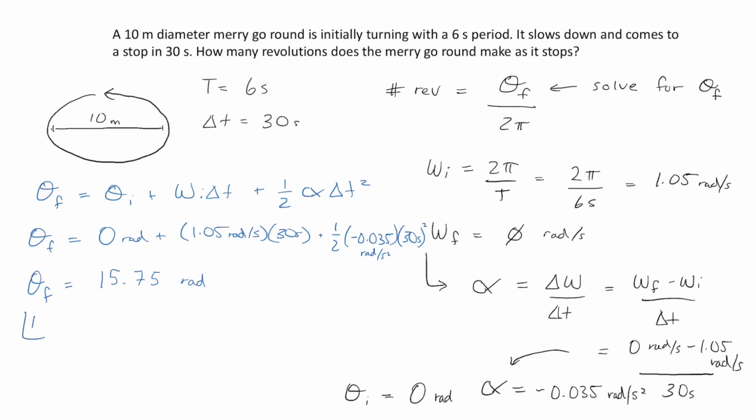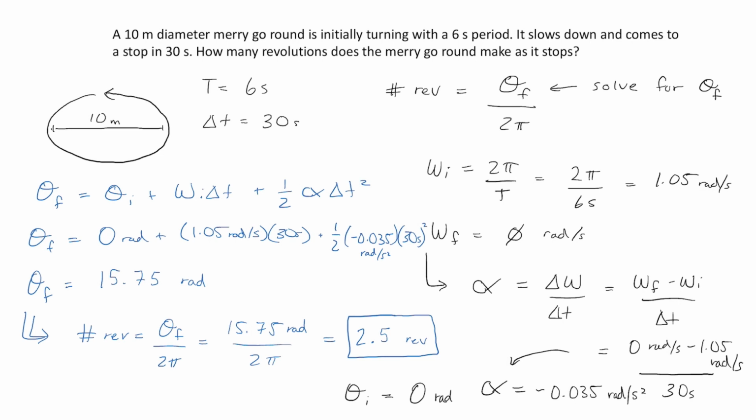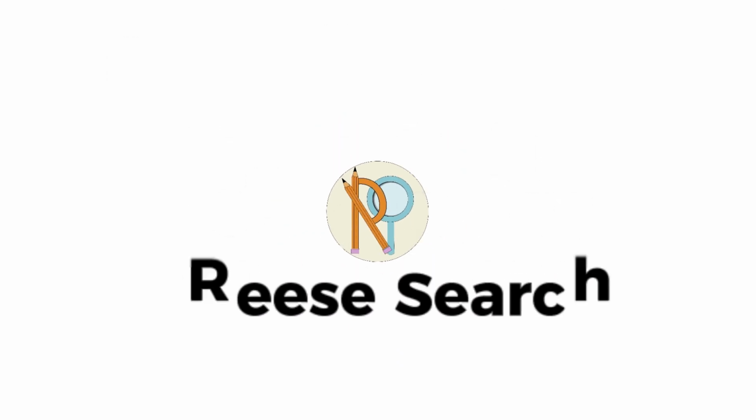Now that is not our answer because we need to find the number of revolutions. So we need to plug that answer into the number of revolutions equation. And what we find is the merry-go-round does about 2.5 revolutions before coming to a stop. And that is the end to this lesson on non-uniform circular motion.